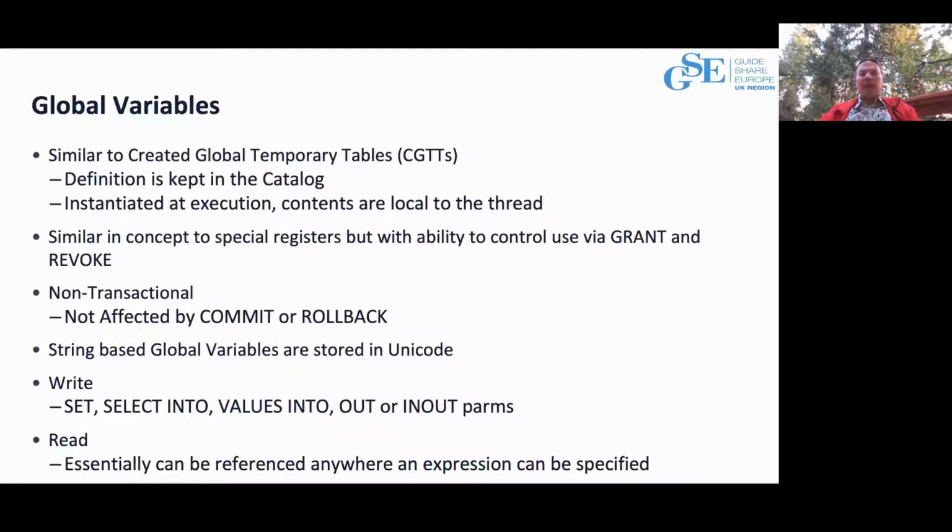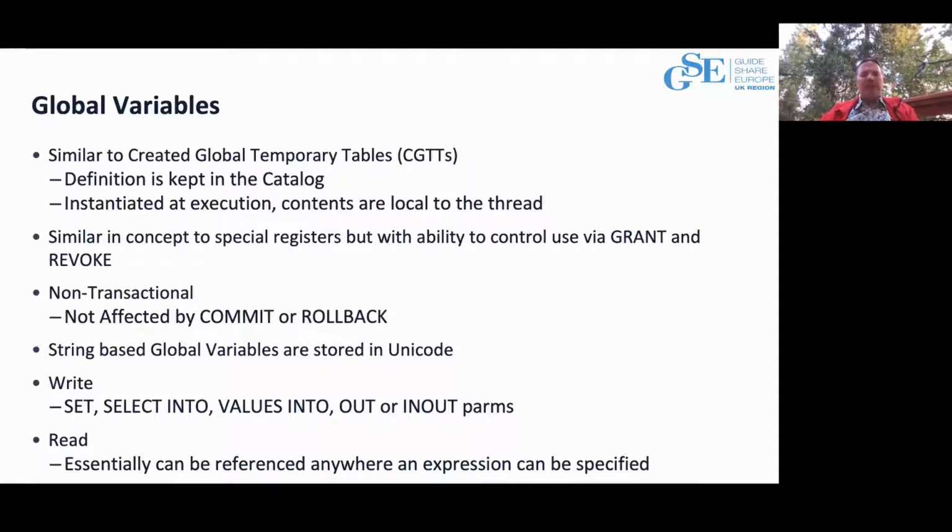They are controlled via grant and revoke. So not only do you create a global variable, but you give somebody access to set it or to reference it. That's an interesting thing, because you could potentially create a global variable and only allow certain packages, as an example, to have access to it. We'll talk a little more about that later on, because Db2's got a new global variable in the latest function level that you may want to control access to, as an example.